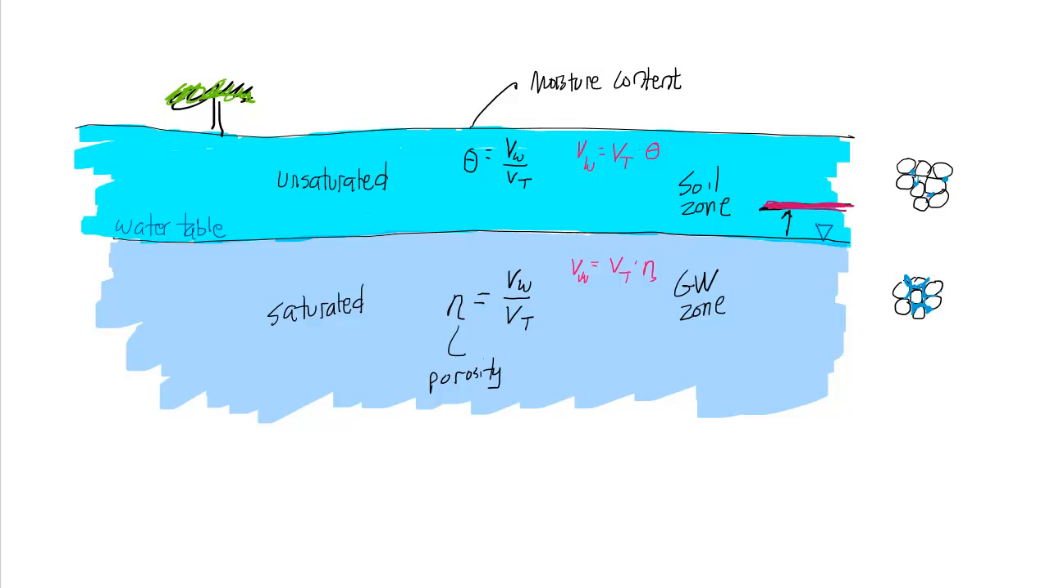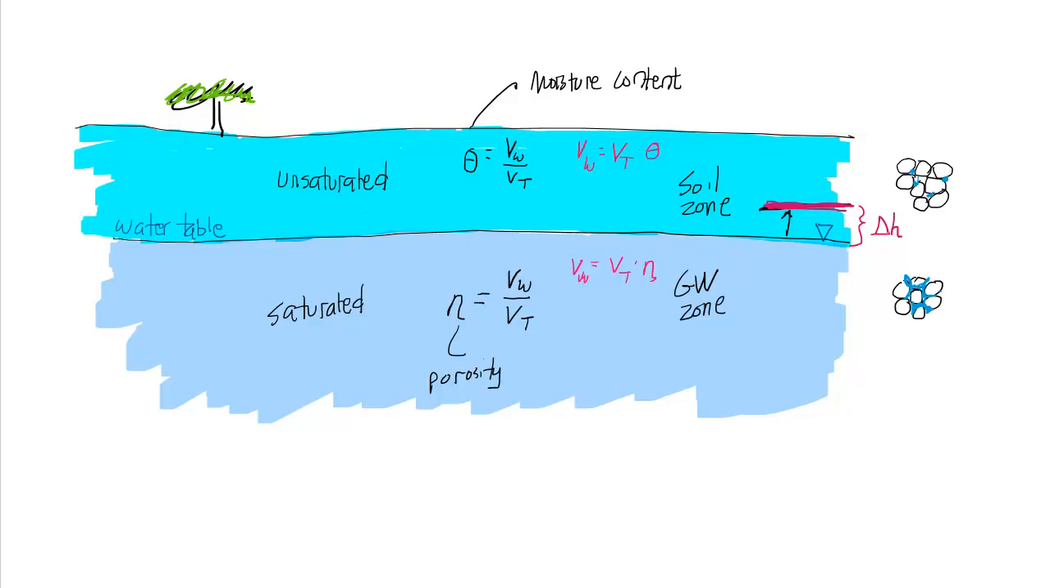And when that happens, notice that this changes the thickness of both the saturated zone and the unsaturated zone. So this change here, I'm going to call delta H. That's the change in the elevation of the water table. Positive means it's rising. So the volume of the saturated zone has increased.